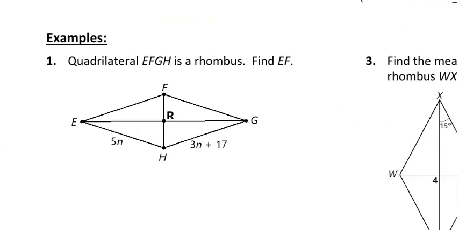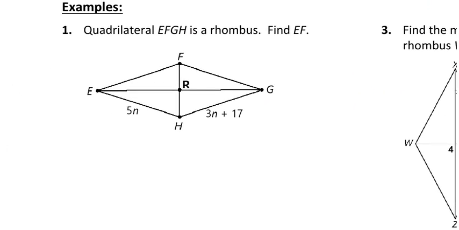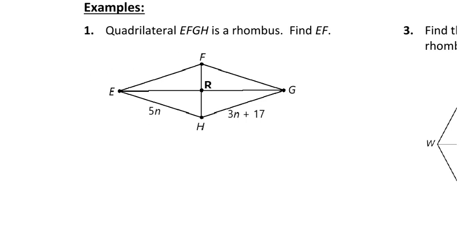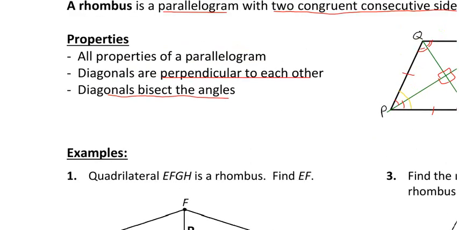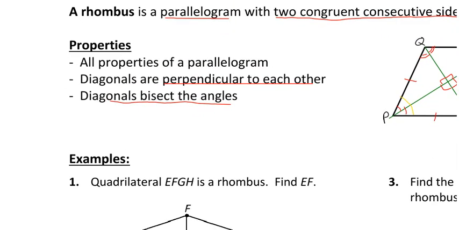Number one, it says quadrilateral EFGH is a rhombus. Find EF. So we need to find the length of segment EF. So we're dealing here with the sides of the rhombus. So we look at the property that is dealing with the sides of the rhombus, or the definition, whatever applies here. But actually there's no property about the size of the rhombus, you can see here.